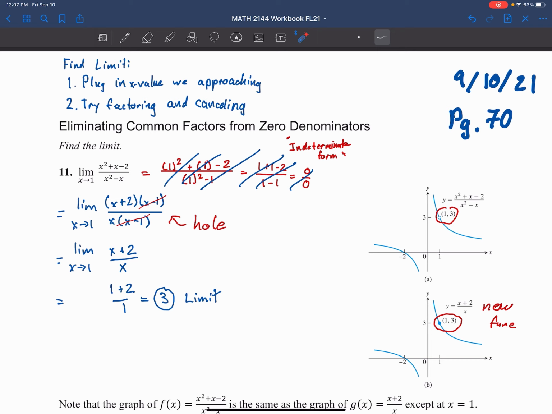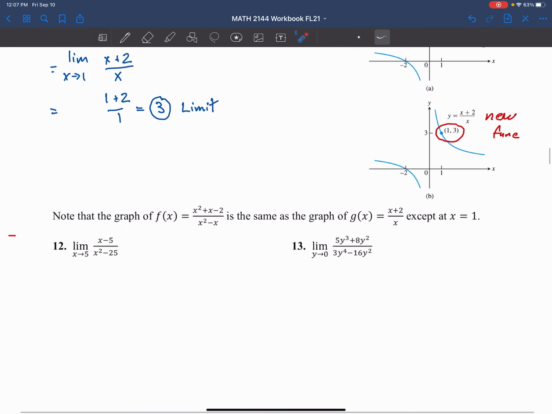So this idea of a hole being in the graph shows up briefly in another idea. Let me see if I talk about it here. Oh, I don't talk about it yet. I talk about that in section 2.5. This idea of a hole being filled we'll talk about again in 2.5. It's called a continuous extension. More on that later.